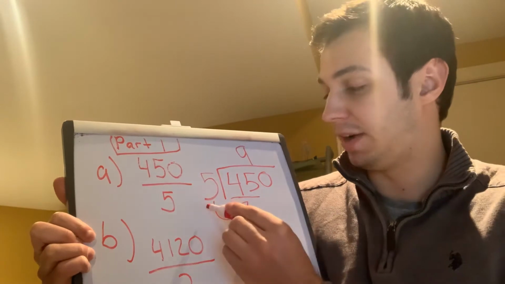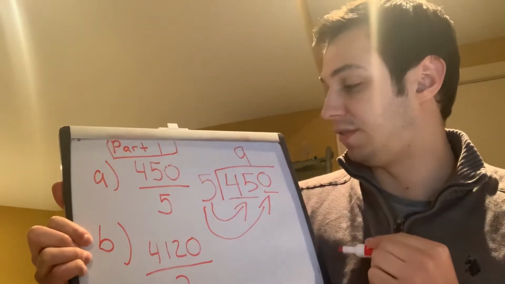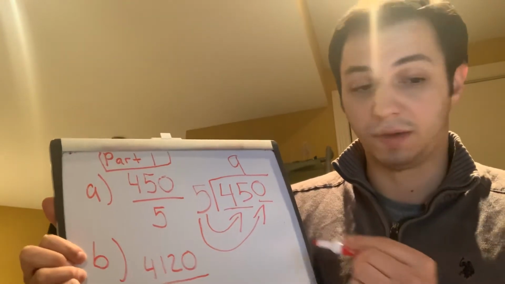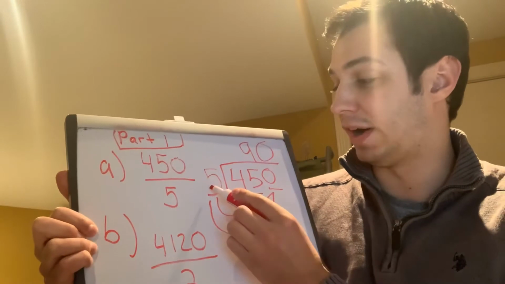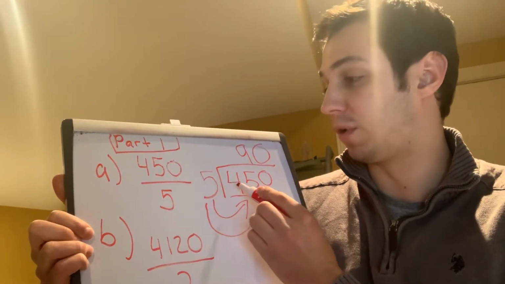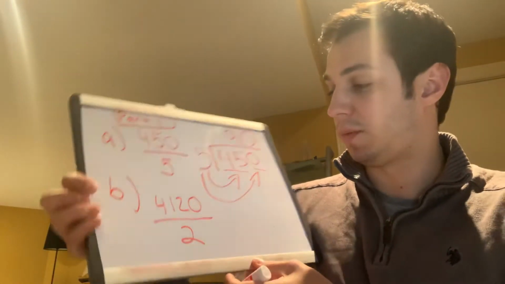Now I have to divide the 5 into the 0, right? And we know that 5 divides into 0 0 times. So there's my answer, right? 5 divides into 450 90 times. And we'll do one more example for you.